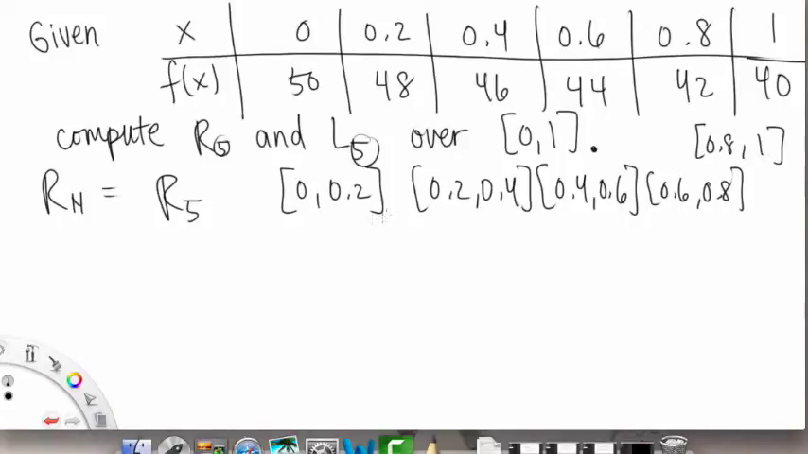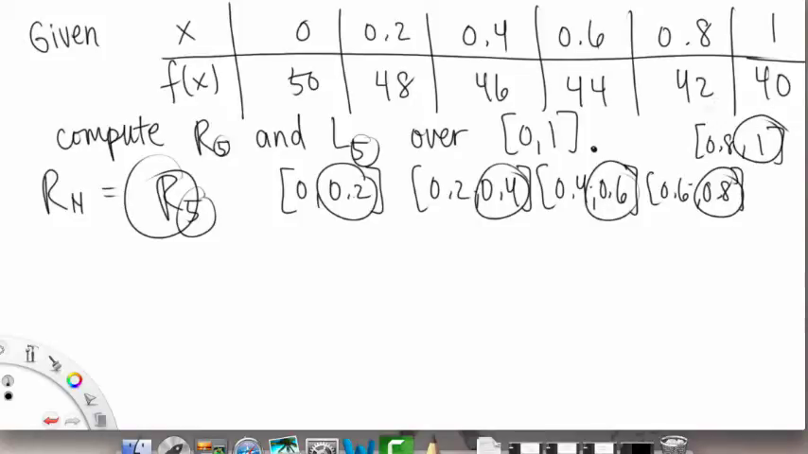I like to check: 1, 2, 3, 4, 5 sub-intervals, so we're good. This 5 is accurate. Then we note that we want to take the right endpoint. Once I have my sub-intervals, I circle the point that I want from each of them. So I circle the right number of each sub-interval. These are our important values: 0.2, 0.4, 0.6, 0.8, and 1. These are our right endpoints.